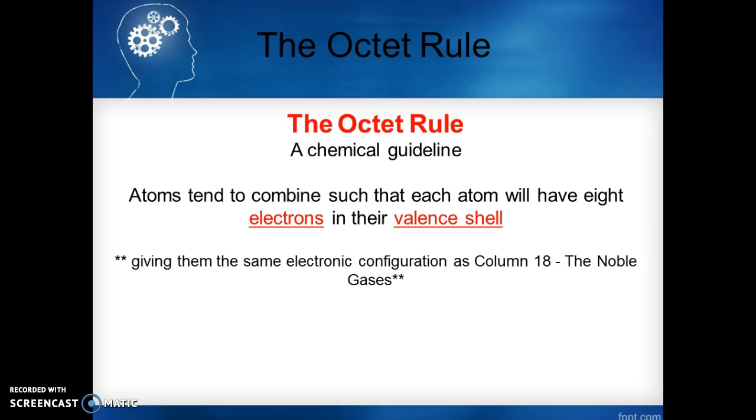Now recall, the elements in column 18 are non-reactive. They're happy, stable elements. The reason is they have 8 electrons in their most outer shell. Now, side note, there are some exceptions, but for this course and just to get a solid understanding of how atoms combine, 8 is the number we'll be using.